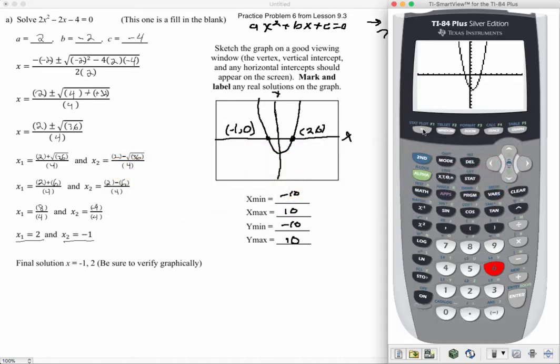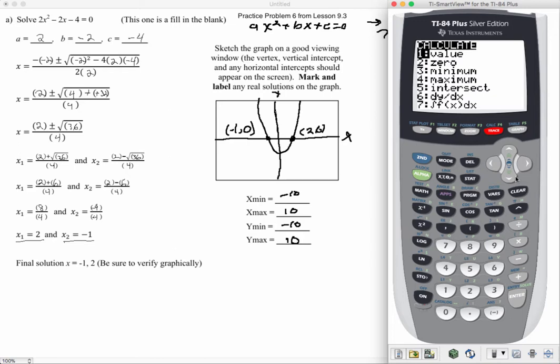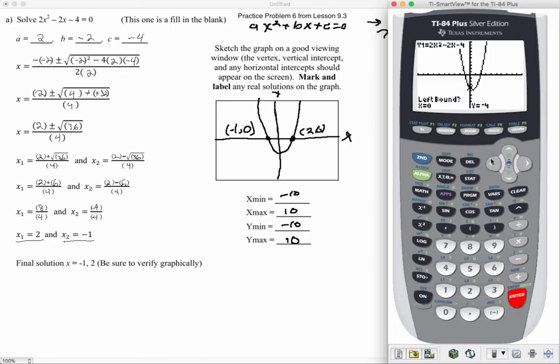To do that, we would go second, calc, and then we can use the zero finder here, or you can use the intersection. I'll show you both. With the zero finder, you have to get the cursor to the left where it crosses the x-axis, now to the right where it crosses the x-axis, and now you give it a best guess. And voila, that comes back out to negative 1. It tells us the zero is at negative 1, 0.